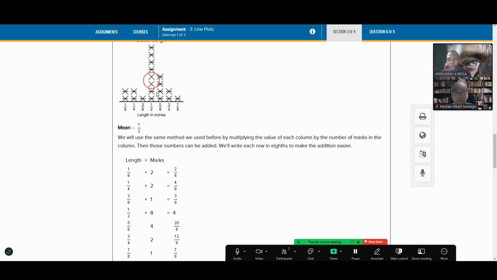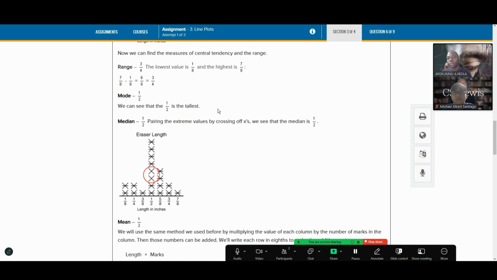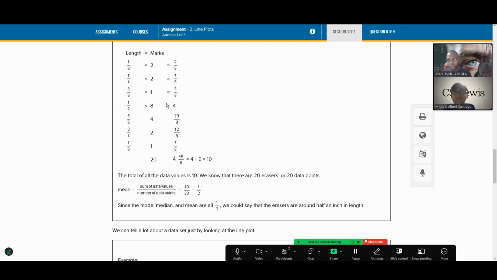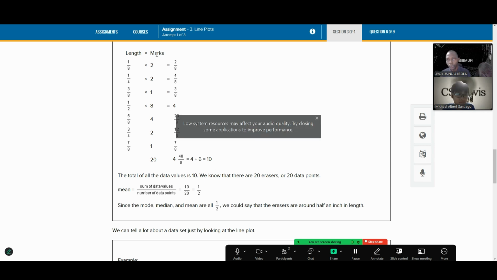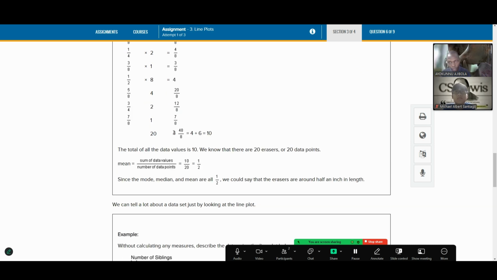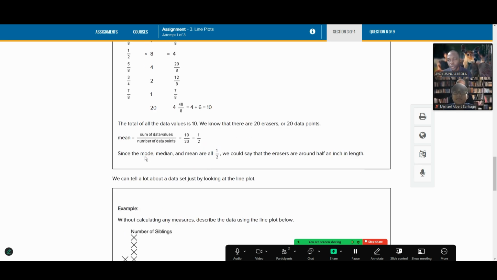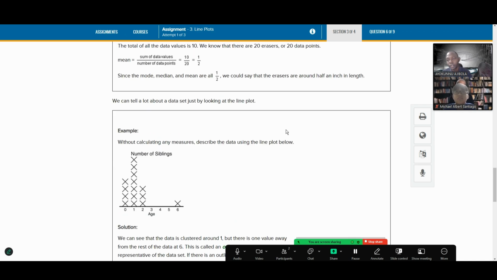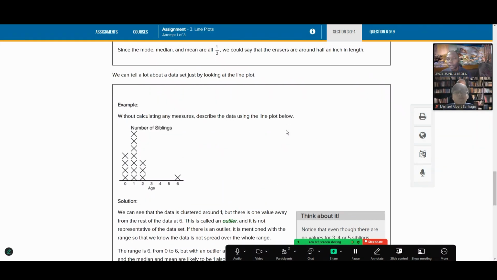So what I was explaining, you find the mean, the median, the mode, and the range from all of these values, which is the length of the erasers. And to find the mean, we added everything together to get 10, then divided by the total population, which is 20, and that gives us 1 over 2. So since the mode, median, and mean are all half, we could say that the erasers are around half an inch in length at that time. So without calculating any measures, let's look at another example.